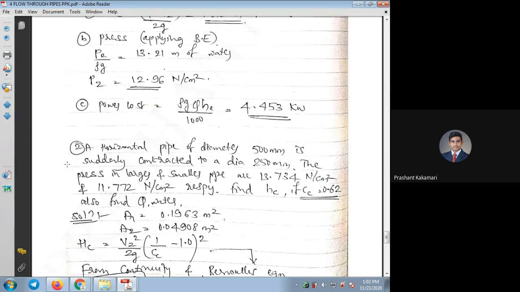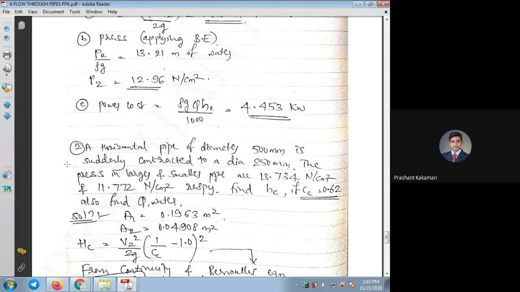Find HC. So this HC is nothing but the head loss due to sudden contraction. And the CC value is given here. CC, as I told you, is the area of contraction to the area of the given pipe. So that CC value is 0.62, coefficient of contraction. Also find the discharge of water. So here the flow in the pipe is water; finally in the question they are asking, find the discharge. What type of discharge we need to find out, whether it is oil or mercury or any fluid? For that they have mentioned water.